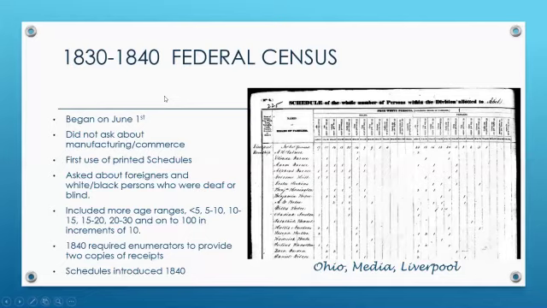So for the 1830 and 1840 federal censuses, they each began on June 1st. Do you see a trend here? We're starting earlier and earlier every year, which is interesting to note because our country is growing at this time. Our cities are getting bigger. Our rural areas are filling up with population. And so they started the census on June 1st.